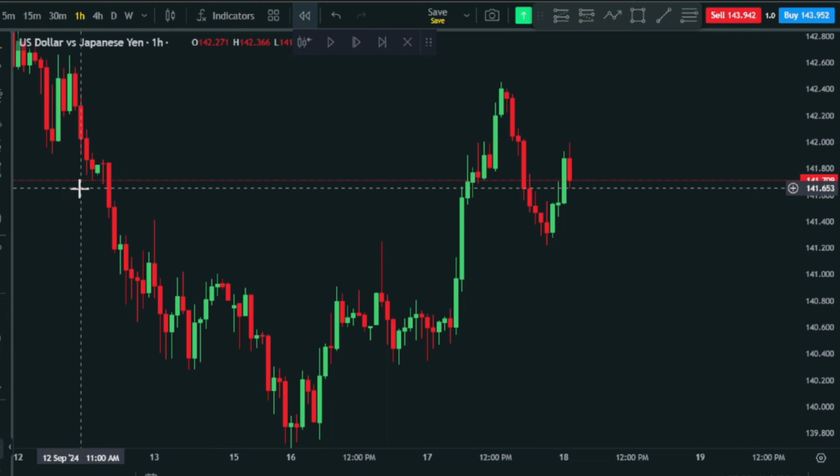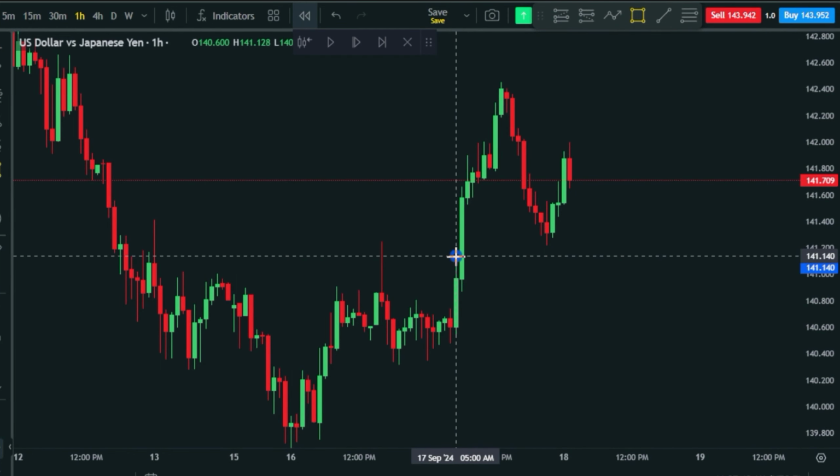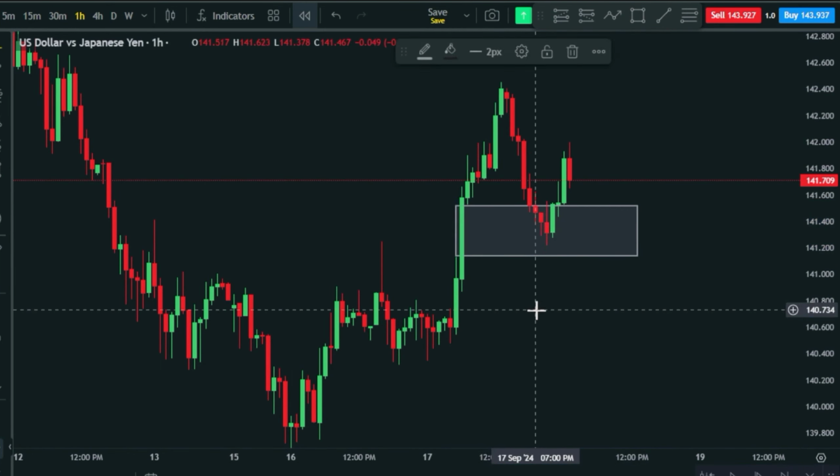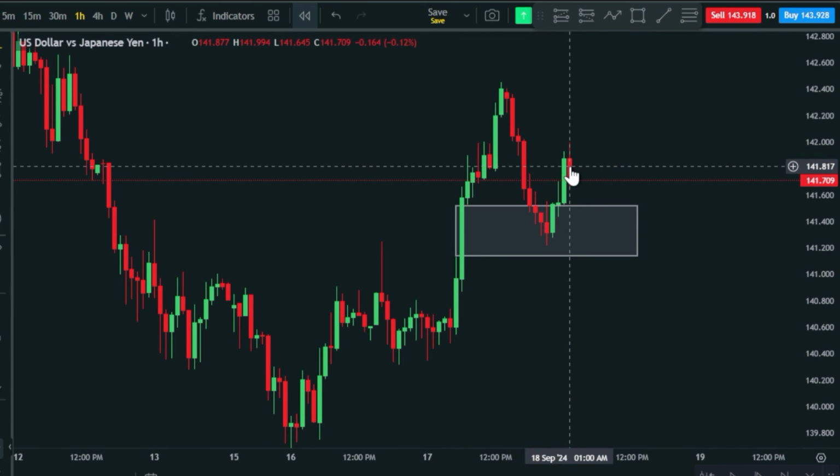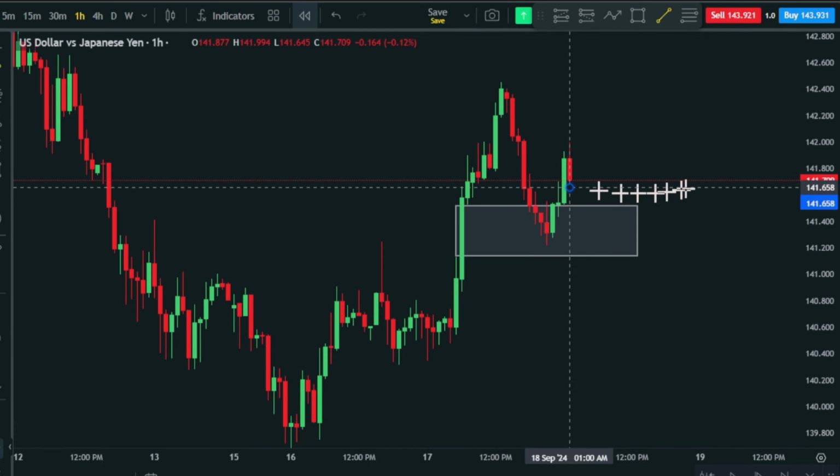Here we have a 1-hour chart of United States dollar versus Japanese yen, USD JPY. Price just reacted inside this bullish fair value gap, a key area to consider. After a small rally with bullish consecutive candles, we see price at exactly 1 a.m., a key time, a bearish candle forms. This is our range candle.